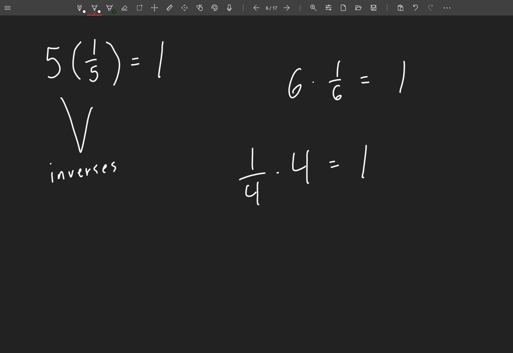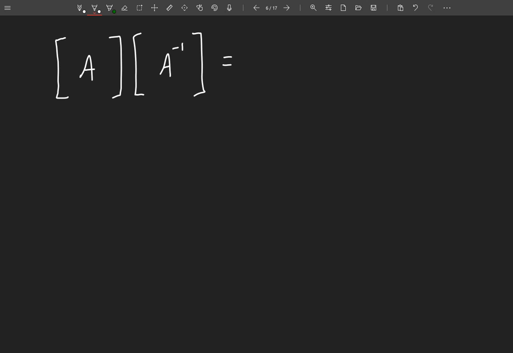Well, this relationship exists in matrices too. So let me just show that to you. If I had a matrix here, I'm going to call it A. Now, I could fill this with numbers, but that's not the point right now. I'm just trying to give you the concept. If I multiply A by its inverse, that we learned how to calculate in the last video, what's it going to give me? Well, it's going to give me the matrix equivalent of 1.